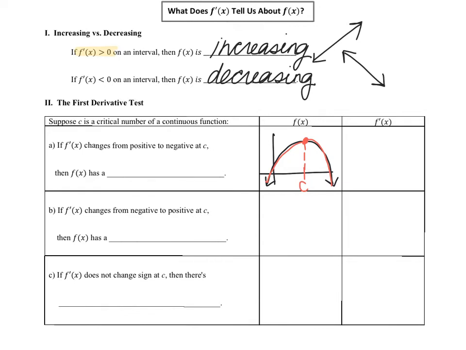Remember, a critical number is either where the derivative is equal to 0 or the derivative doesn't exist. So if we have a critical number and the graph is changing from increasing to decreasing, that means the derivative is changing from positive to negative. Then our function f of x must have had a local maximum at C. So if the derivative changes from positive to negative, we have a local max at C.